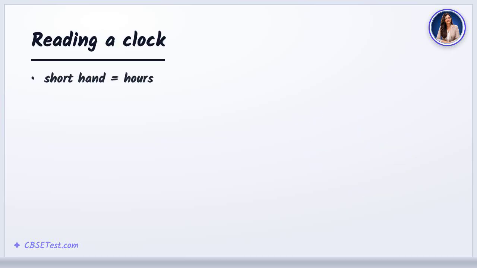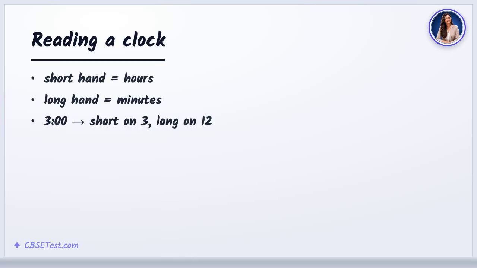On a clock, the shorthand shows hours and the longhand minutes. At 3 o'clock, the shorthand points to 3 and the longhand to 12.